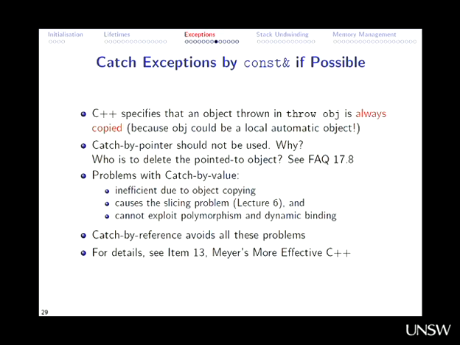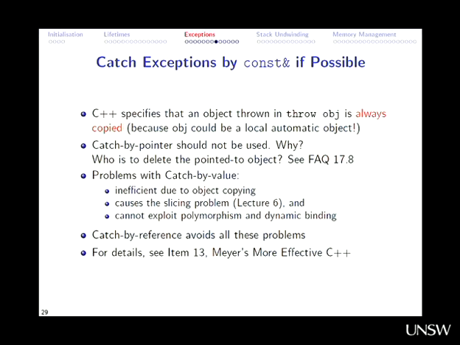You should catch exceptions by const references if possible. Okay. So C++ specifies that a thrown object is always copied, because the object has to be a local automatic object, basically. You shouldn't use catch by pointer, okay? Because then the question becomes who's responsible for deleting the pointer to the object.